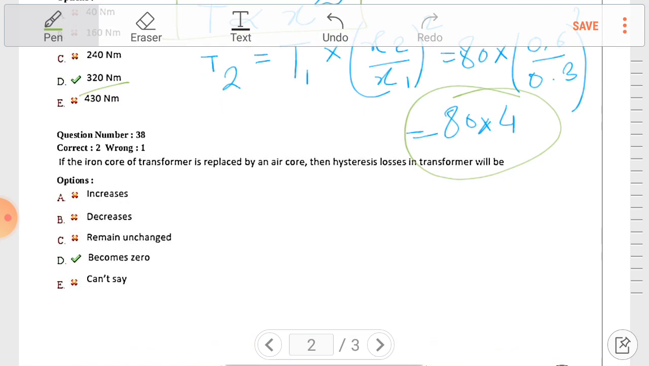In the next question, if the iron core of the transformer is replaced by an air core. As we know, the hysteresis loss only takes place in iron. If the iron core is replaced by an air core, then the hysteresis loss becomes 0.